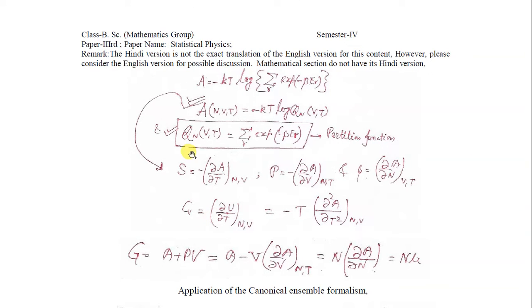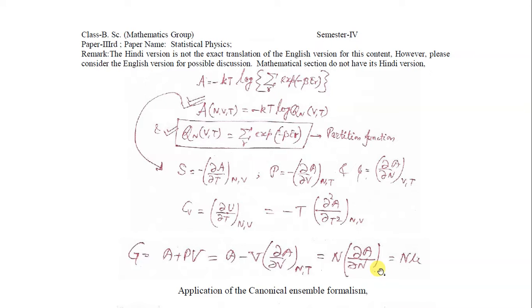With this partition function Q in the canonical ensemble formalism, you can write your Helmholtz energy, that is nothing but minus kT log of that partition function. From there you can determine entropy of your system, pressure of your system, chemical potential, specific heat at constant volume, and internal energy, right?